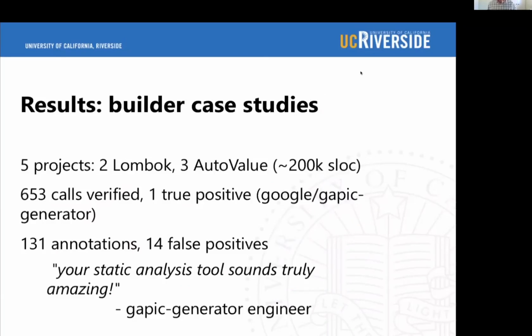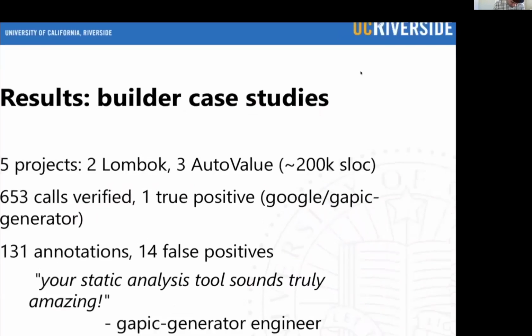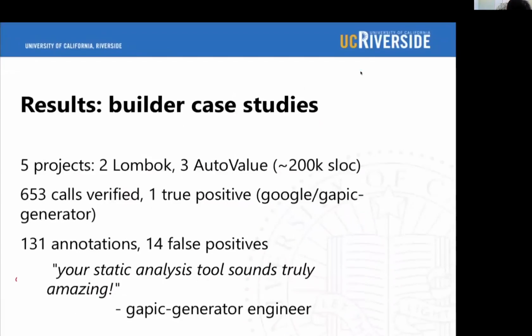We also looked at builder patterns based on these projects, Lombok and AutoValue. So here we looked at 5 projects with about 200,000 lines of code, and we were able to verify over 600 calls, and we found 1 true positive bug. Here we had to add some more annotations than before, 131. I do think that many of these annotations could be inferred automatically, and that's some ongoing work that we're doing. And we had a few false positives. We got this great comment, though, from an engineer on one of these projects, and they actually fixed the bug that we reported. So that was pretty gratifying.